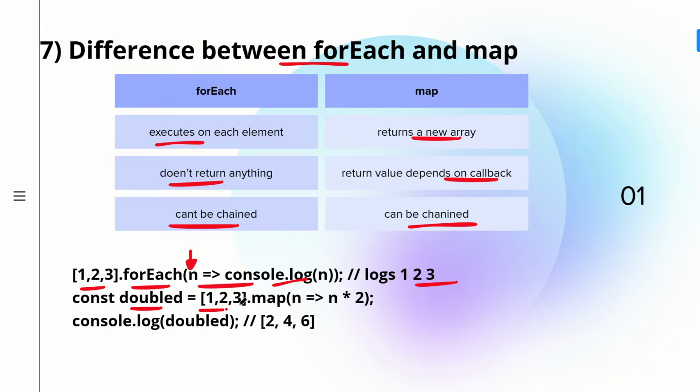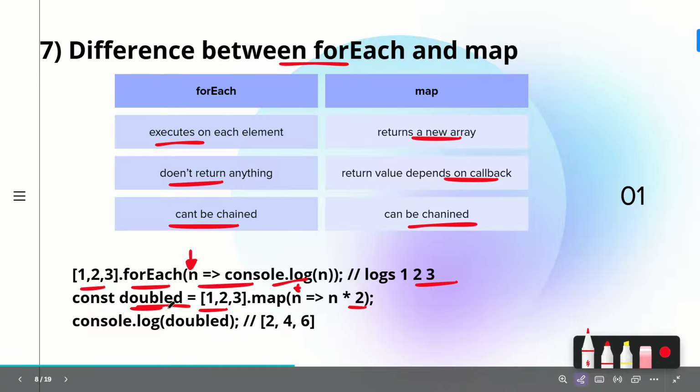and it is useful for transforming the array elements. So here you have the array 1 2 3, then you write map, and individually you get every value like 1 2 3, and you multiply every value by 2. All these values will get accumulated and saved in the doubled variable, and then you can console.log this and you will get the values 2 4 6. So this is the difference between forEach and map.